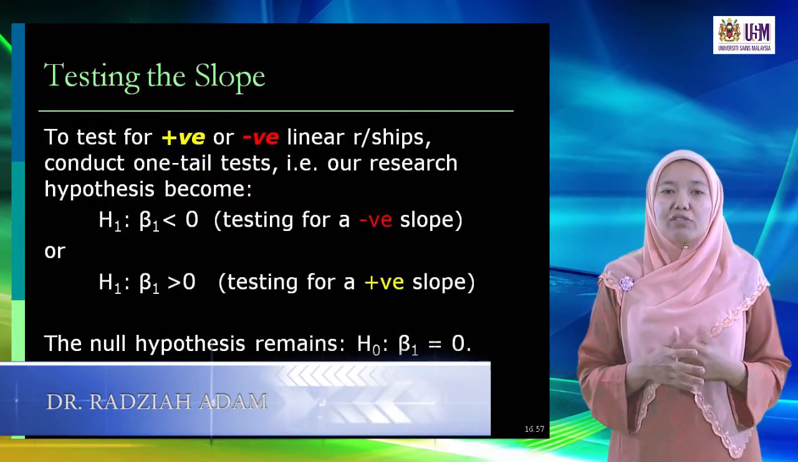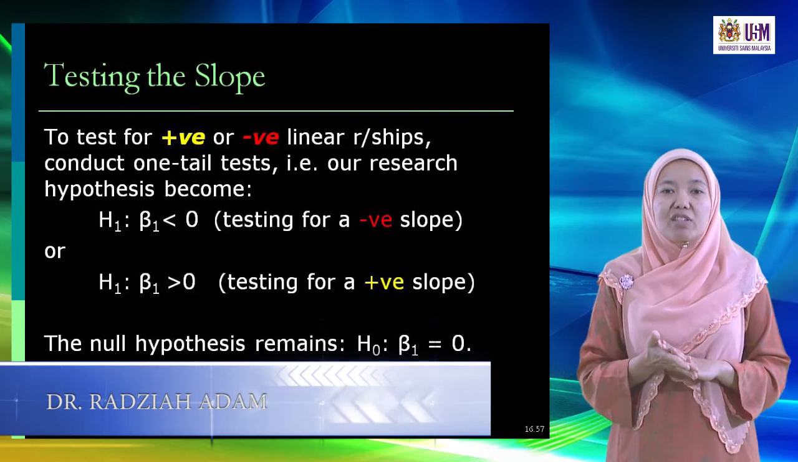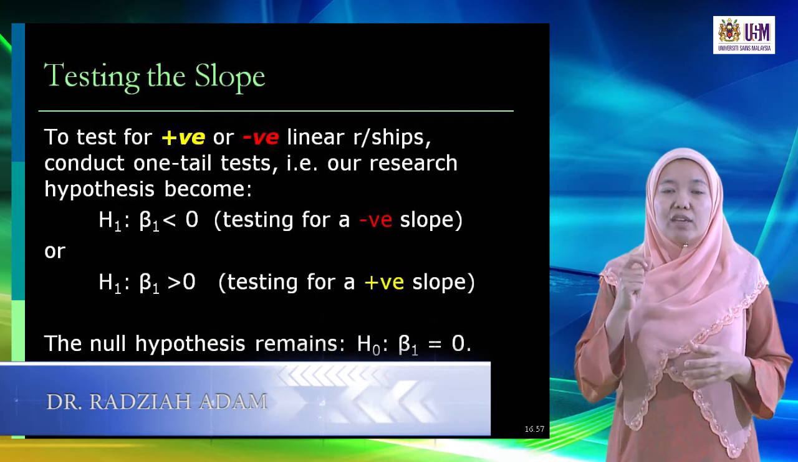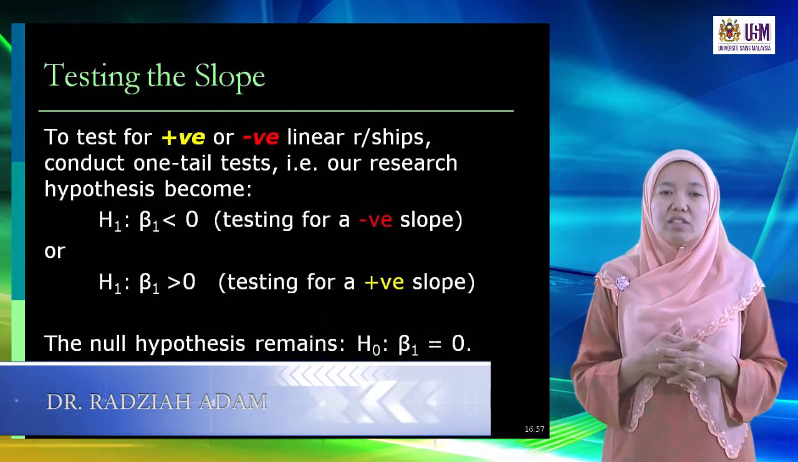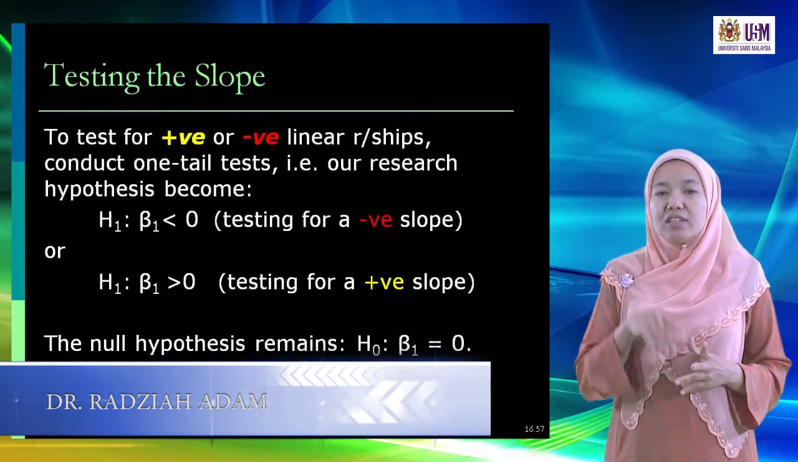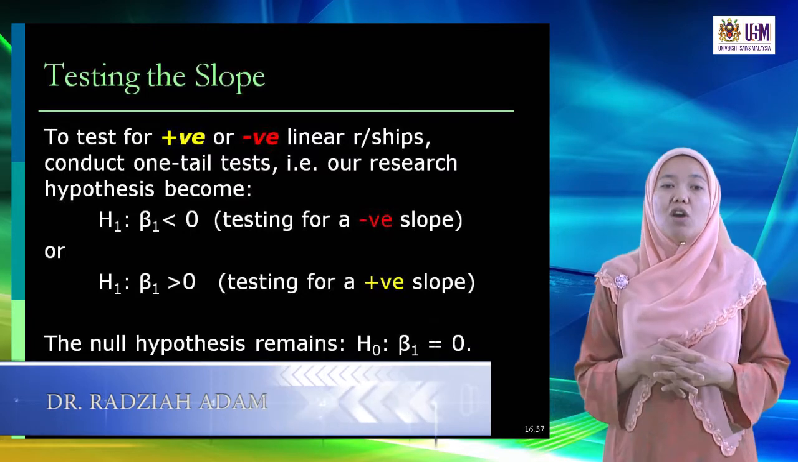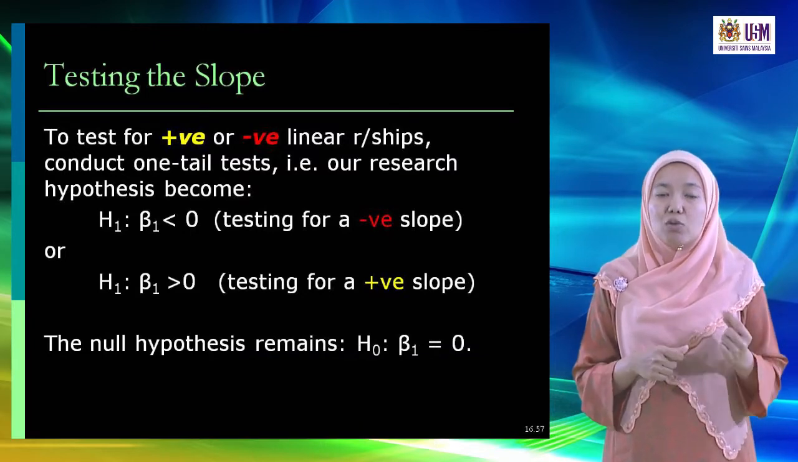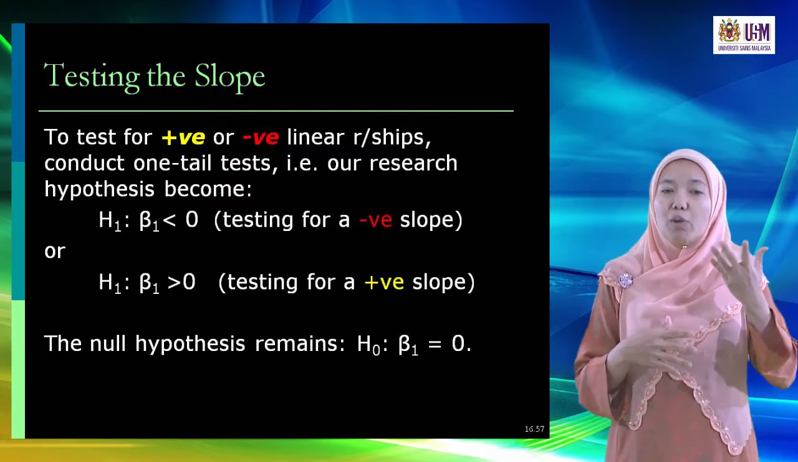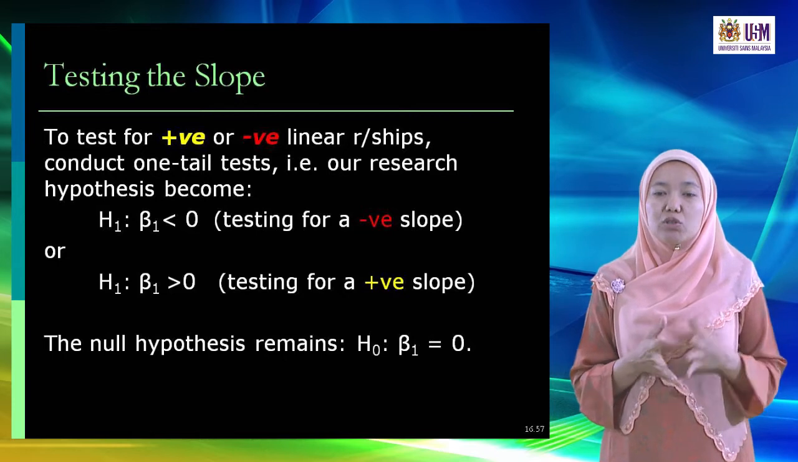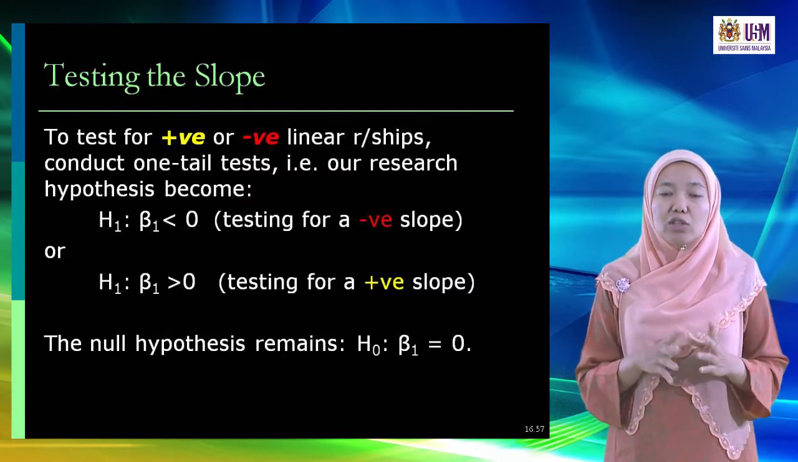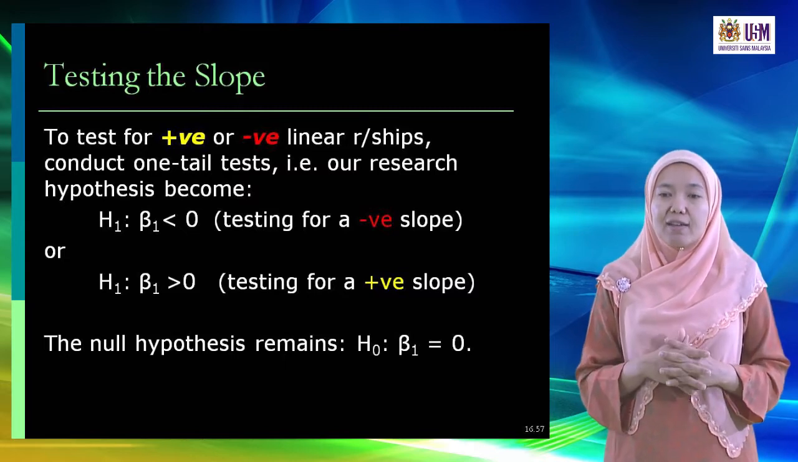Another way of testing the slope is to test for a positive or negative linear relationship. This is a one-tail test. In that case, our research hypothesis, H1, will be beta 1 less than 0, which is the case of testing for a negative slope, or H1, beta 1 greater than 0, which is the case of testing for a positive slope. In both cases, the null hypothesis, H0, is always beta 1 equals 0. Make sure you remember that H0 is always a statement of equality.